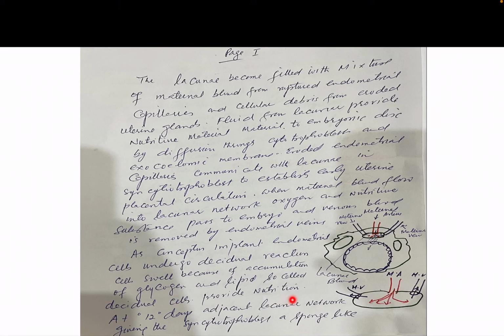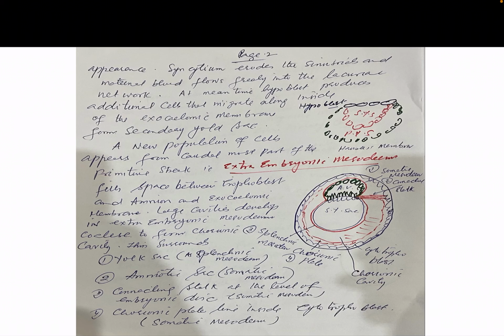So-called decidual cells provide nutrition. At 12 days, adjacent to this is the lacunae network, giving the syncytium a sponge-like appearance. The syncytium erodes the sinusoids, and the maternal blood flows freely into the capillaries, that is, it communicates freely in the capillary network. In the meantime, the hypoblast produces additional cells that migrate along the inside of the exocoelomic membrane to form the secondary yolk sac.